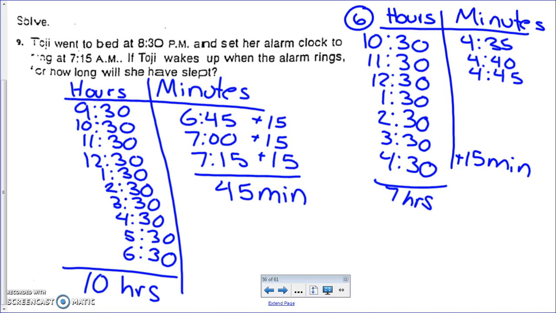So we can see that if she went to bed at 8:30 p.m. and woke up at 7:15 a.m., she will have slept for 10 hours and 45 minutes. Please make sure you have copied down all of the work and glue this page in your math notebook.